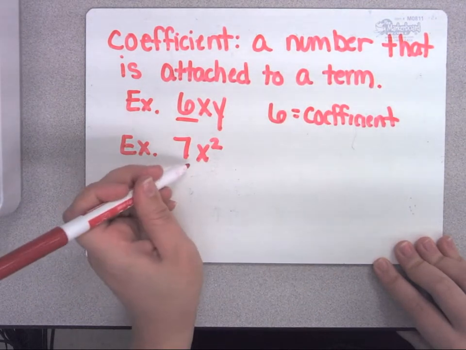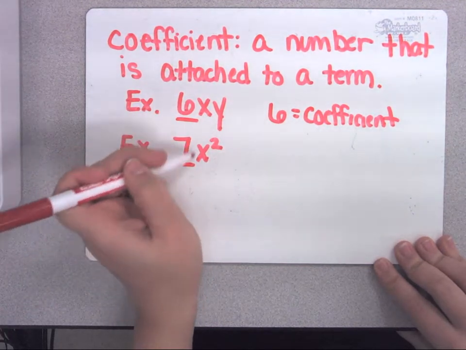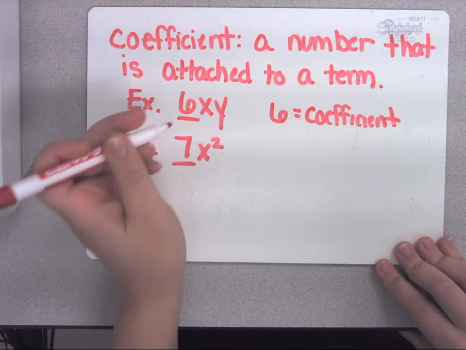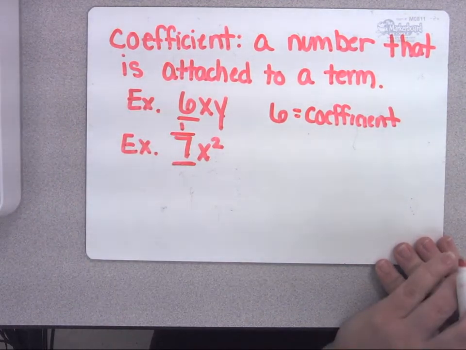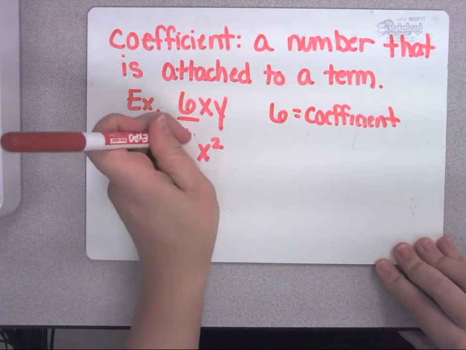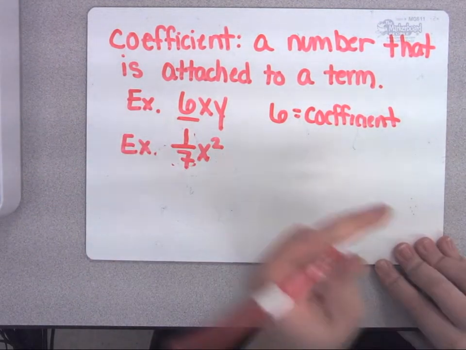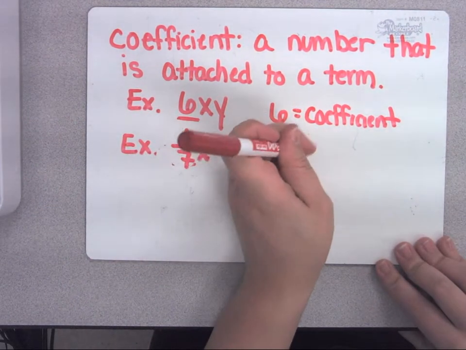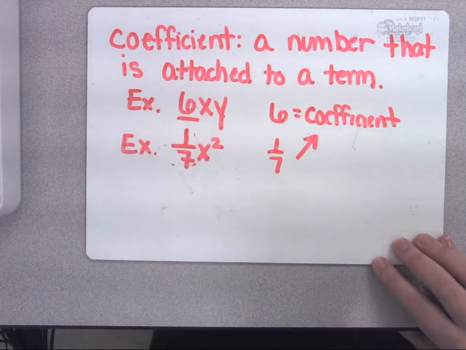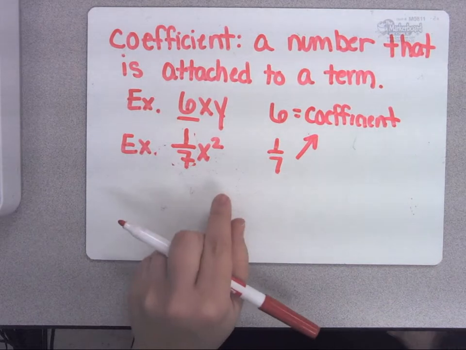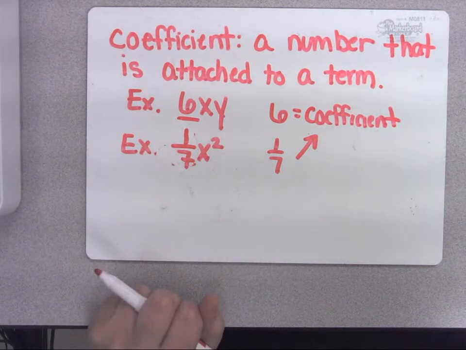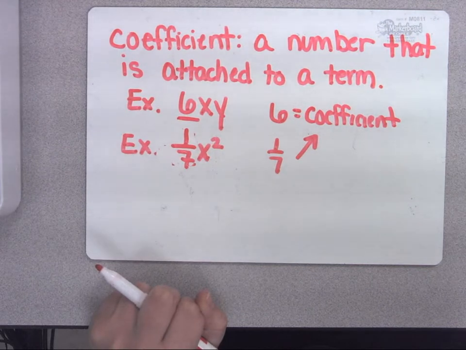Our coefficient is always the whole number, the big number, not the exponent, right? It's always a big number. It could be a fraction. This could be 1/7 if we really wanted it to be, right? I could change this if I was feeling fancy. 1/7 x, that would still be my coefficient for this problem, okay? Because it's the number attached to its term. This 2 is an exponent, not a whole number, okay?